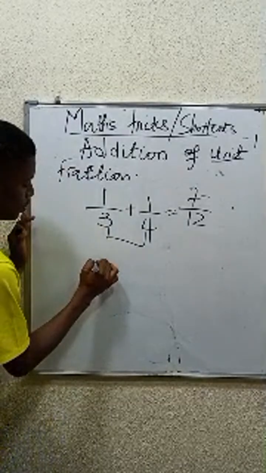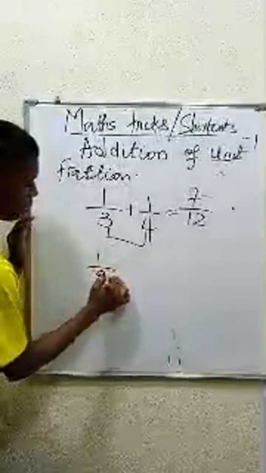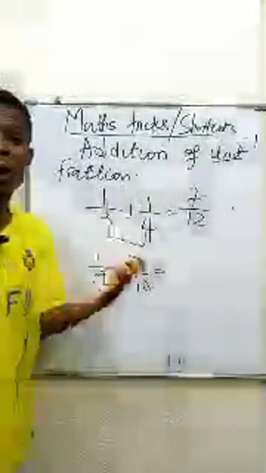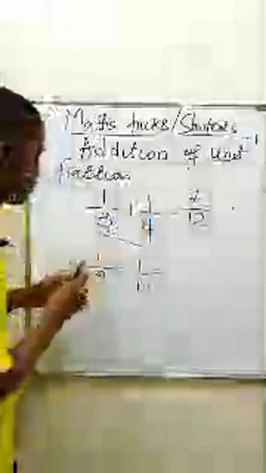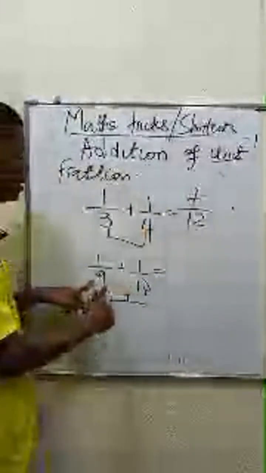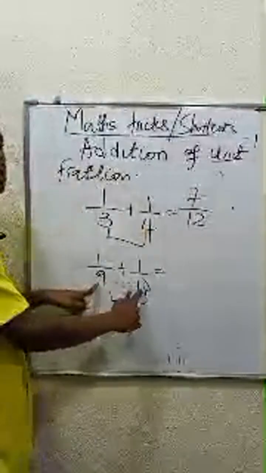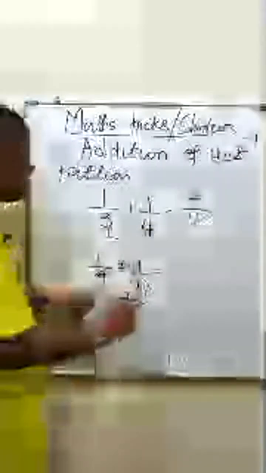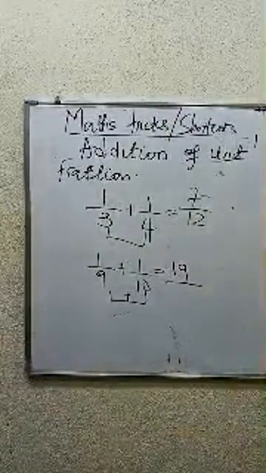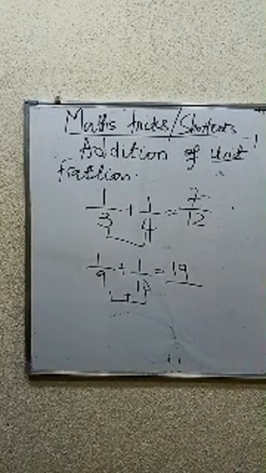Let's look at the next one. We have 1 over 9 plus 1 over 10. A quick one, please. All you have to do in this wonderful trick is very simple: add the two denominators, and that forms the new numerator. 9 plus 10 is 19. You have 19 over 9 times 10. What's 9 times 10, please?